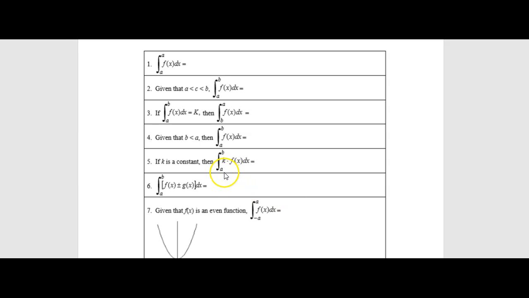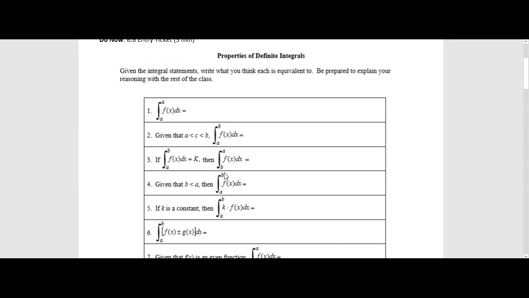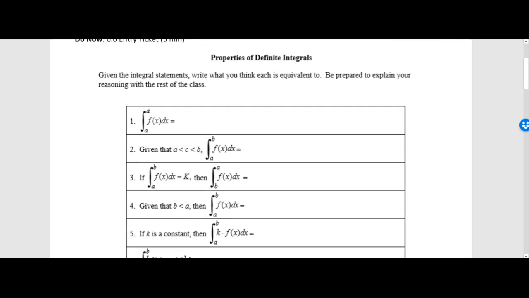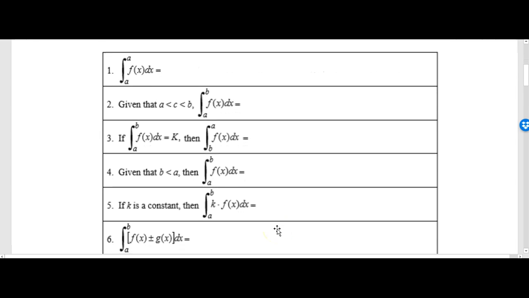Okay, so if I look at number 1, let me make this a little bit bigger. Number 1 says the integral from a to a of f of x dx. What should that be equal to?